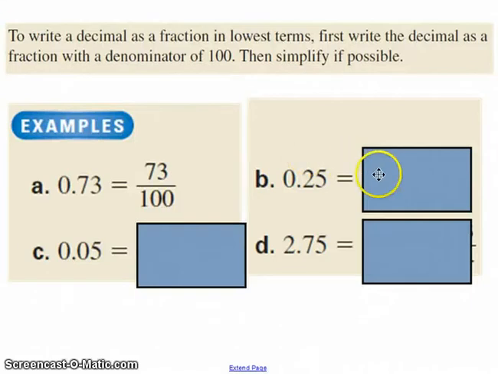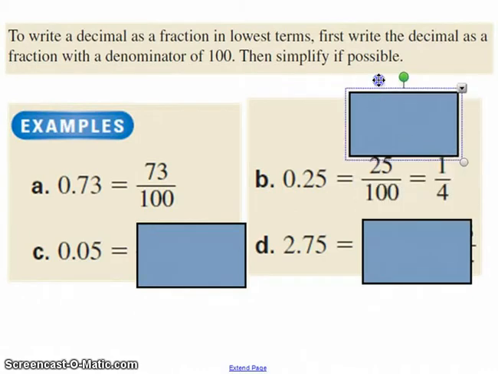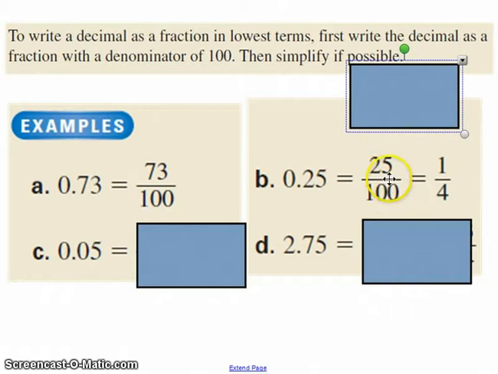Okay, I'm going to assume that you've done B, C, and D for yourself and you're ready to see these answers. 0.25 becomes 25 over 100, or 25 percent, per 100. This can be simplified down. You know that 25 cents out of $1 is 1/4, and there it is in mathematical language.